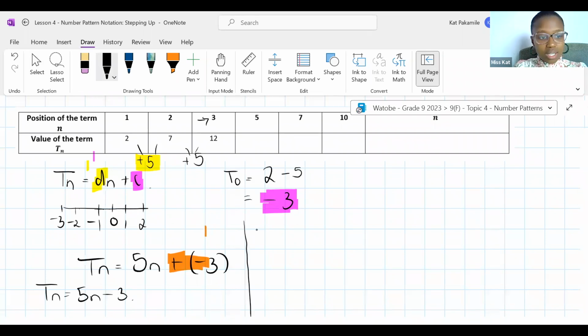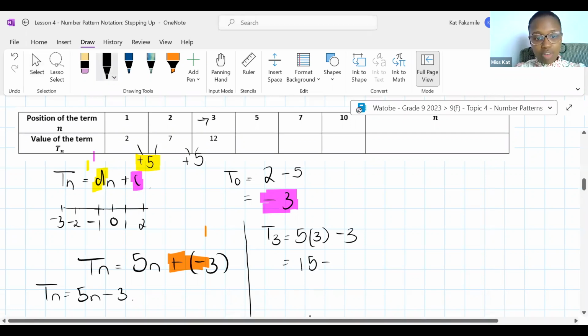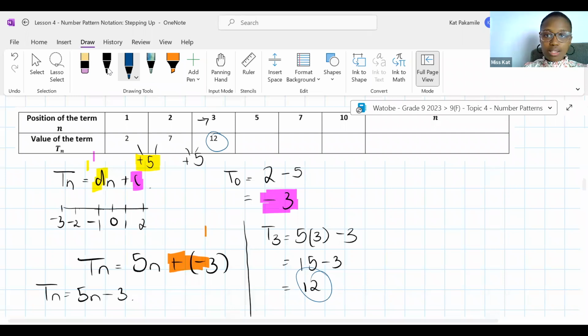T3 is equal to 5 times 3 minus 3. So what's 5 times 3? 15. Subtract 3, and that will give us 12, which is indeed what we have in the table. Do you see how much easier this is, guys? This is so much easier.